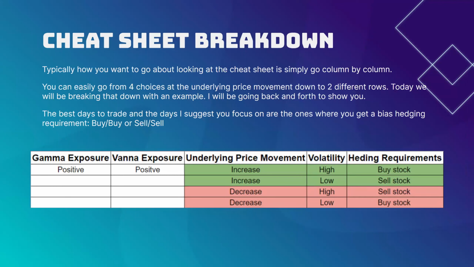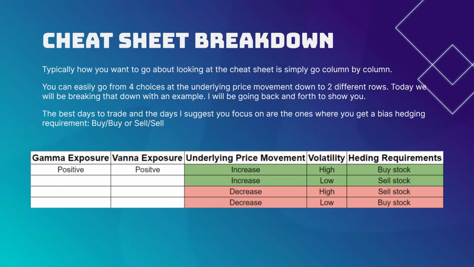For the cheat sheet breakdown, typically how you want to go about looking at the cheat sheet is simply go column by column. You can easily break it down from 4 choices at the underlying price movement down to 2 different rows. Today, we will be breaking that down with an example. Now we'll be going back and forth to show you exactly what I mean.